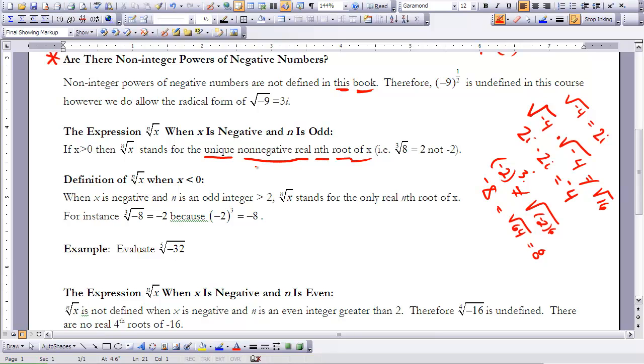Let's take a look at the definition of the nth root of x when x is less than 0. When x is negative and n is an odd integer greater than 2, then the nth root of x stands for the only real nth root of x. For instance, the third root of negative 8 equals negative 2 because negative 2 to the power of 3 equals negative 8. Let's evaluate the fifth root of negative 32. We know that the fifth root of negative 32 is equal to negative 2. If we check it, negative 2 to the fifth power equals negative 32.